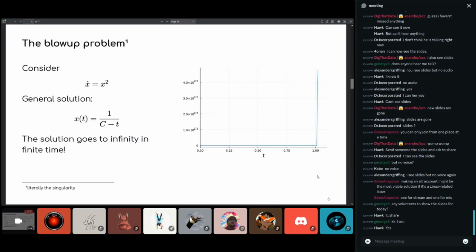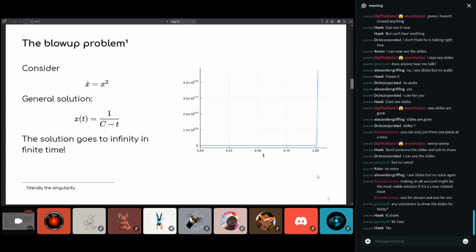Now, one thing you might have to care about with your equation, so I mentioned you usually want to be sure that you have a solution and that it's unique. But sometimes you can have an equation that's going to blow up in finite time. So what that means is that you start your equation, but then after some finite time, it diverges to infinity.